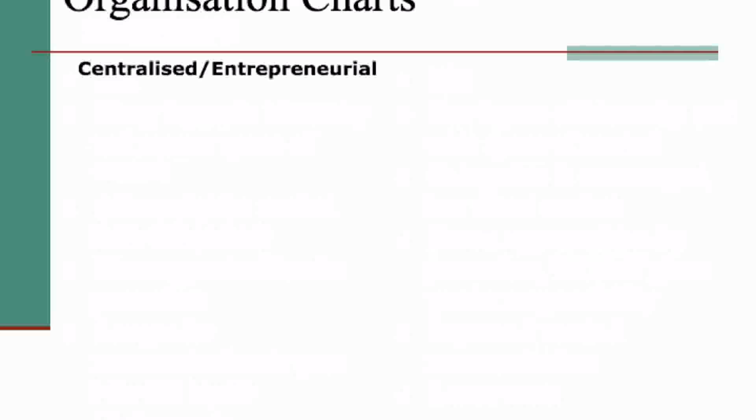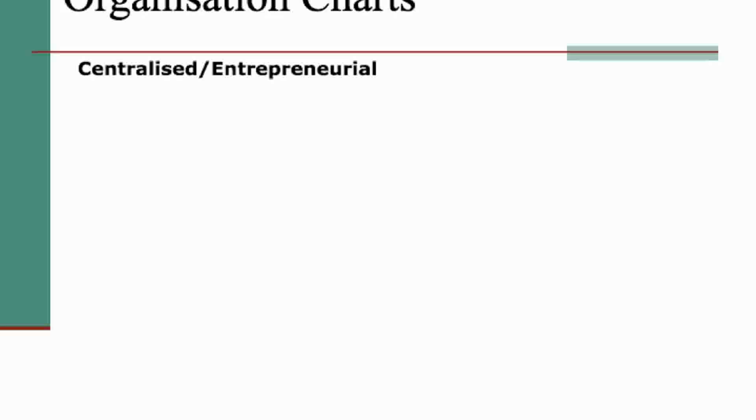Okay, so the functional structure is the most common way for organisations to be organised. However, we need to recognise that there are some other forms. So I would like you to turn to page 15 now, and we're going to look at figure 58.3 for some alternative forms. The first form that we're going to consider is the centralised, the entrepreneur.